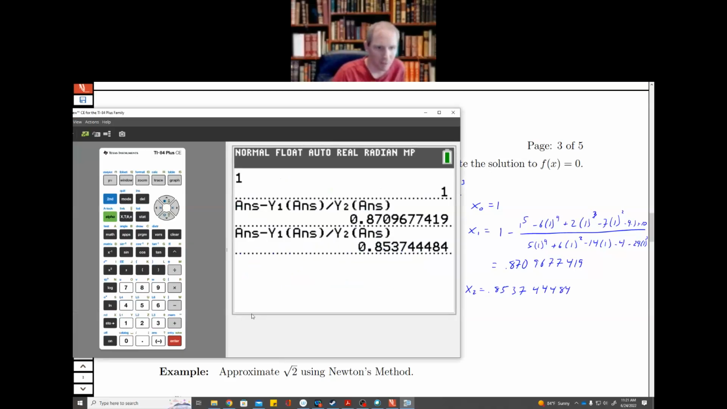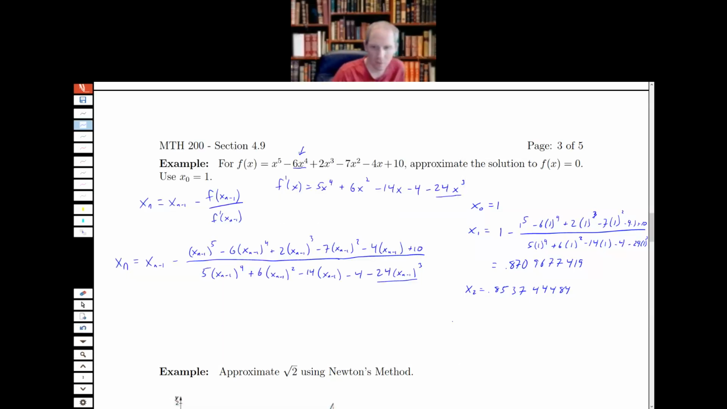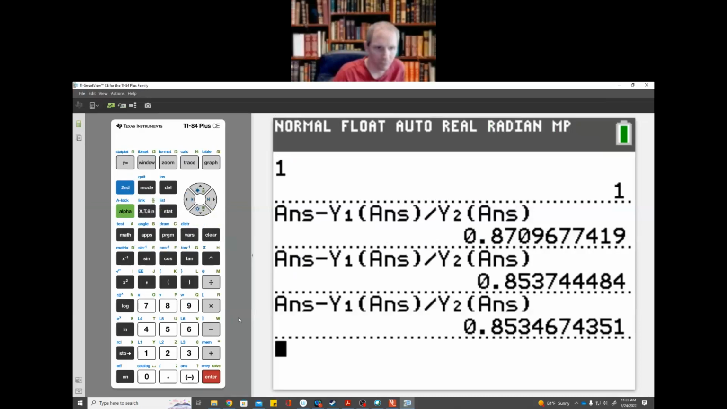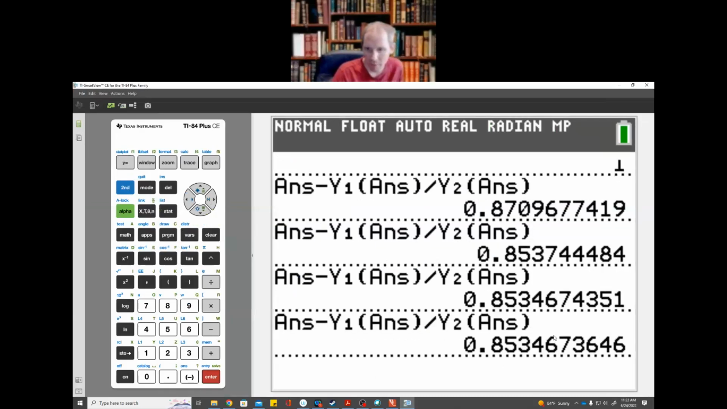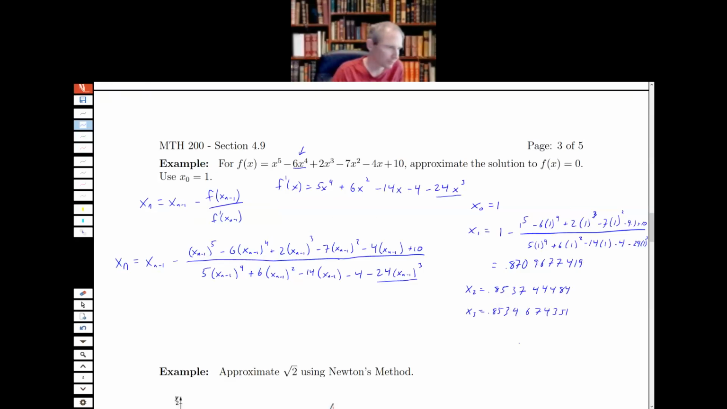Okay. And then if I just hit enter again, it goes again, and I see that 0.853 stayed the same, and it's just digits afterwards that changed. So I can write my x3 now, 0.853. I'll write the remaining digits, 4, 6, 7, 4, 3, 5, 1. Okay. And now when I go to the next one, I've got another 3 digits that are the same. So x4 is 0.85346734646.